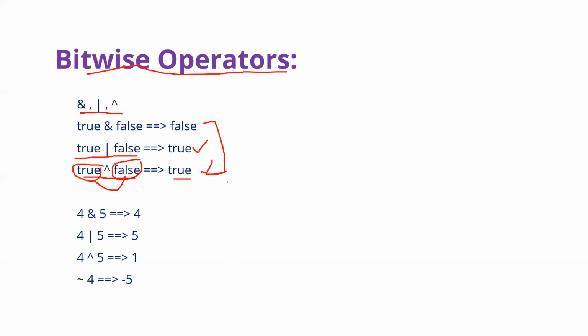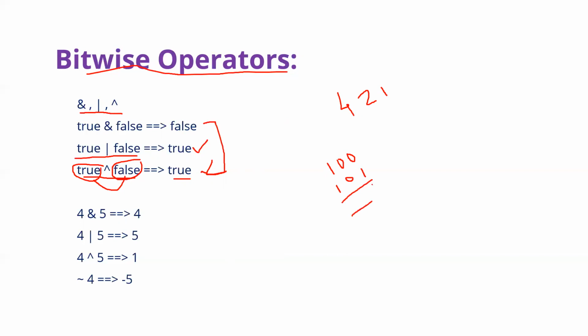Similarly, you can operate on the bits of 4 and 5, right? How can we write 4? We all know the 8421 binary codes, right? Now, let me write the binary code for 4. 4 can be written as 100. Similarly, 5 can be written as 101.